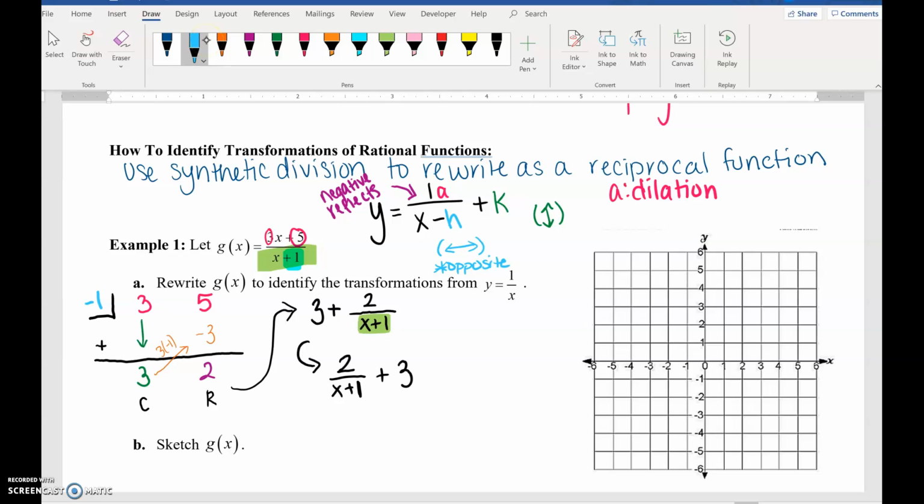I have a 1 right here. Remember, it's opposite, so it's saying plus 1, so that's actually left 1. And then I can see my k value, which is right here, and that says plus 3, so it's going to move it up 3. And the other thing I see is that my top number, my numerator, is a 2 and not a 1, so that means I have a dilation. So it's dilated by 2.